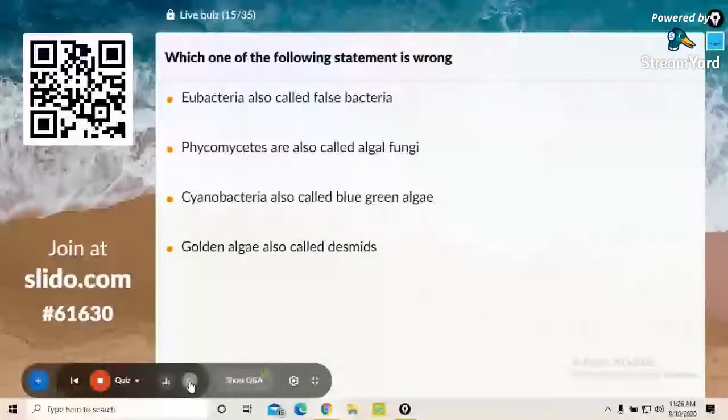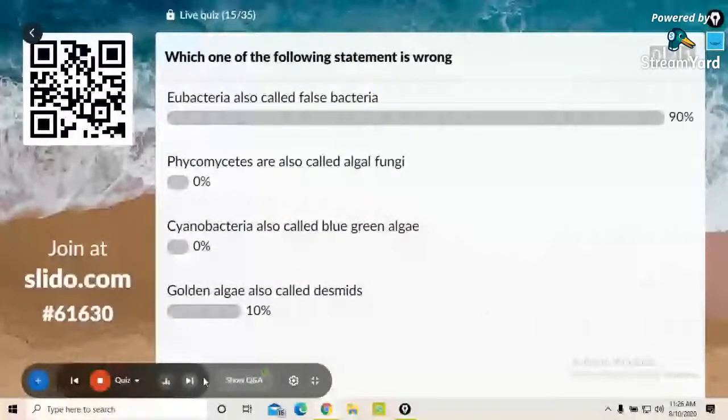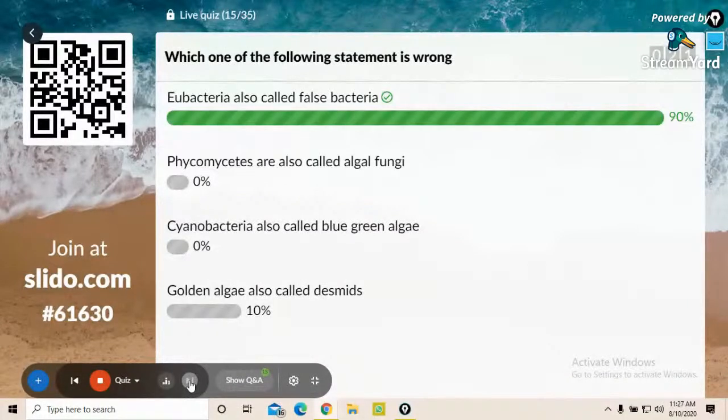Look, I have told the answer, then also 10%. Guys, chrysophytes, golden algae, desmids, then diatoms come under chrysophytes. The correct answer: eubacteria is called true bacteria. Look at the option, it is given to be false bacteria.